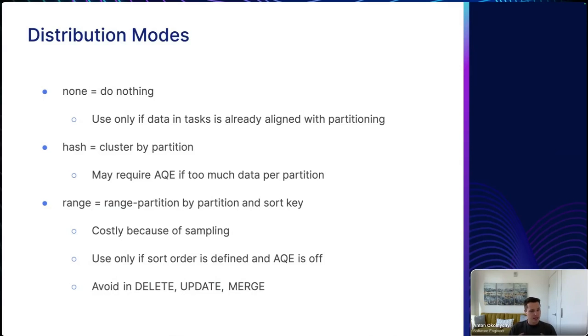Range means that the data has to be range partitioned by the partition and the sort key. It's kind of a composite key that's used to divide your data in ranges. I don't recommend using it in delete, update, and merge because it's the most expensive and it involves sampling. And sampling means that parts of your plan have to be evaluated twice. And it's just expensive for a merge operation to evaluate some part of it twice. It may be beneficial for appends, sure, but for row level operations, you should probably try to avoid that if possible.